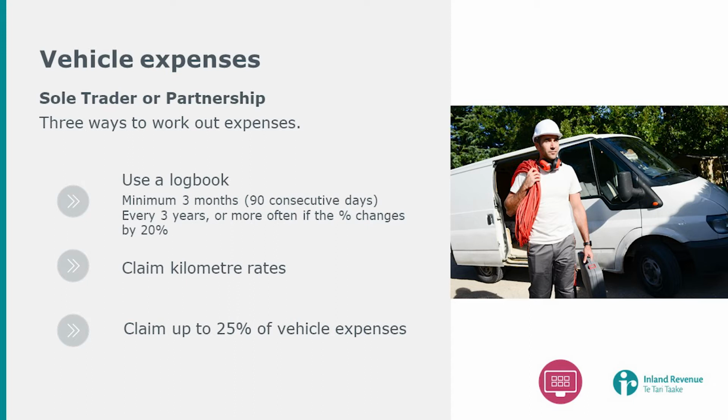To determine a business to private use percentage, you can use a logbook for a 90 consecutive day period. You're then able to use the percentage outcome for a 3-year period, unless your usage changes by plus or minus 20%. Then a new logbook will be required. Most new businesses will find their vehicle usage changes as their business grows.